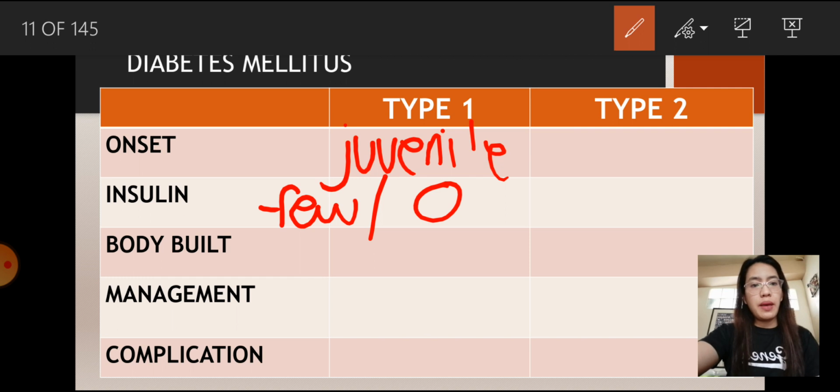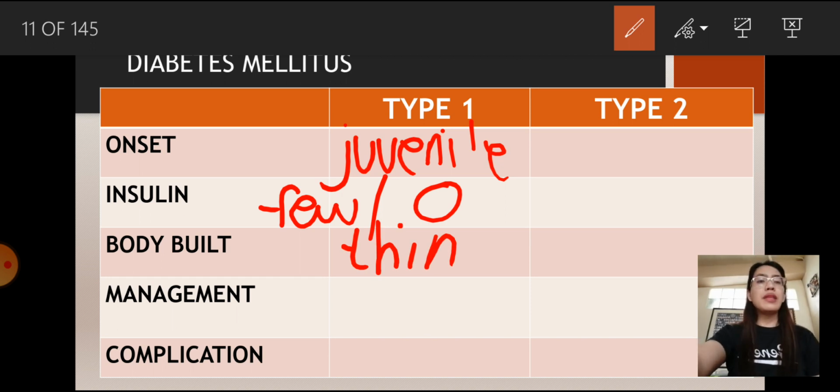Body build, just like what I mentioned last time, sabi rin ni Doc C, pagka type 1, isipin mo lang si Gary V. So, mataba ba si Gary V? Hindi. As a matter of fact, he's very thin. Nung kabataan niyan, sobrang payat niya. Okay? So, Gary V is thin. So, the body build is thin.